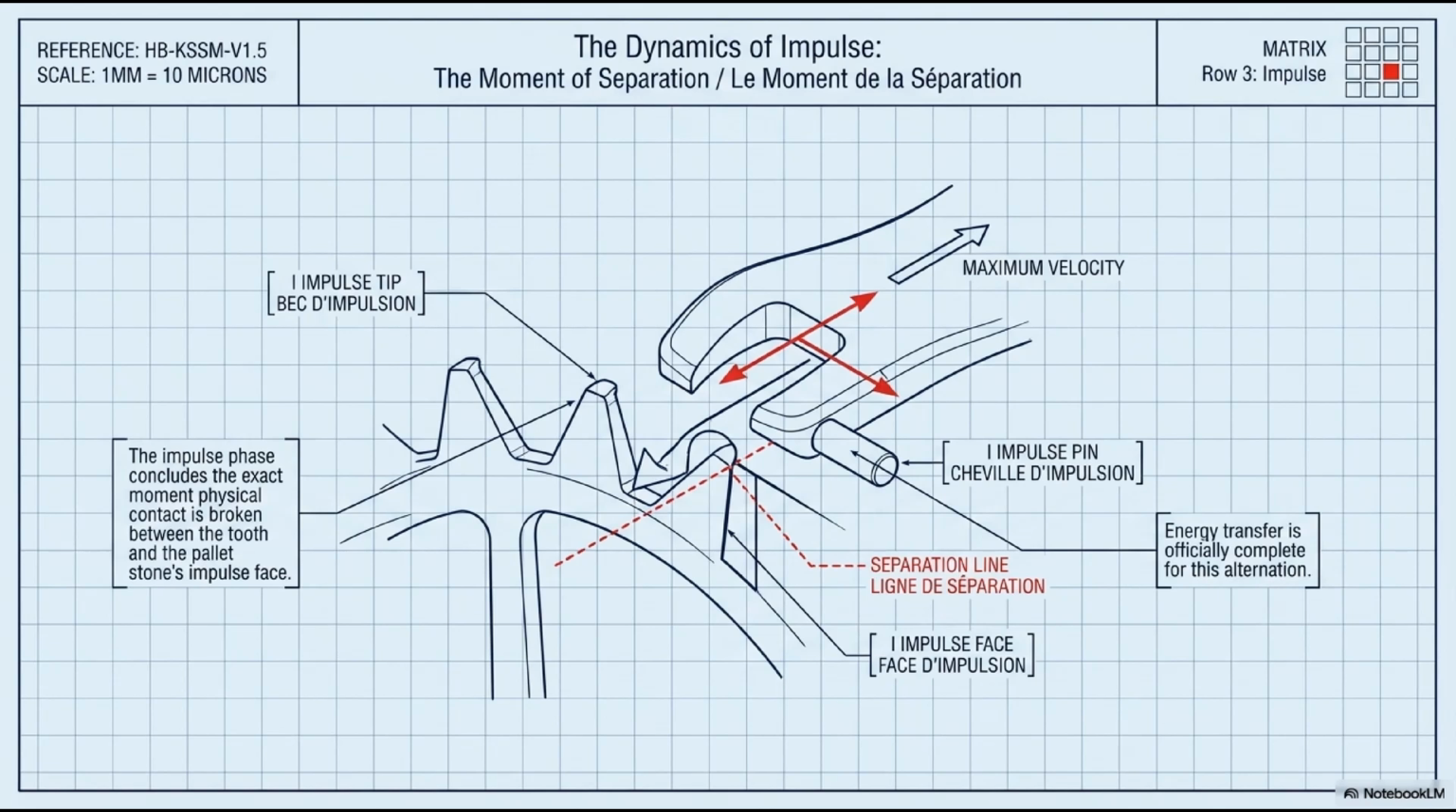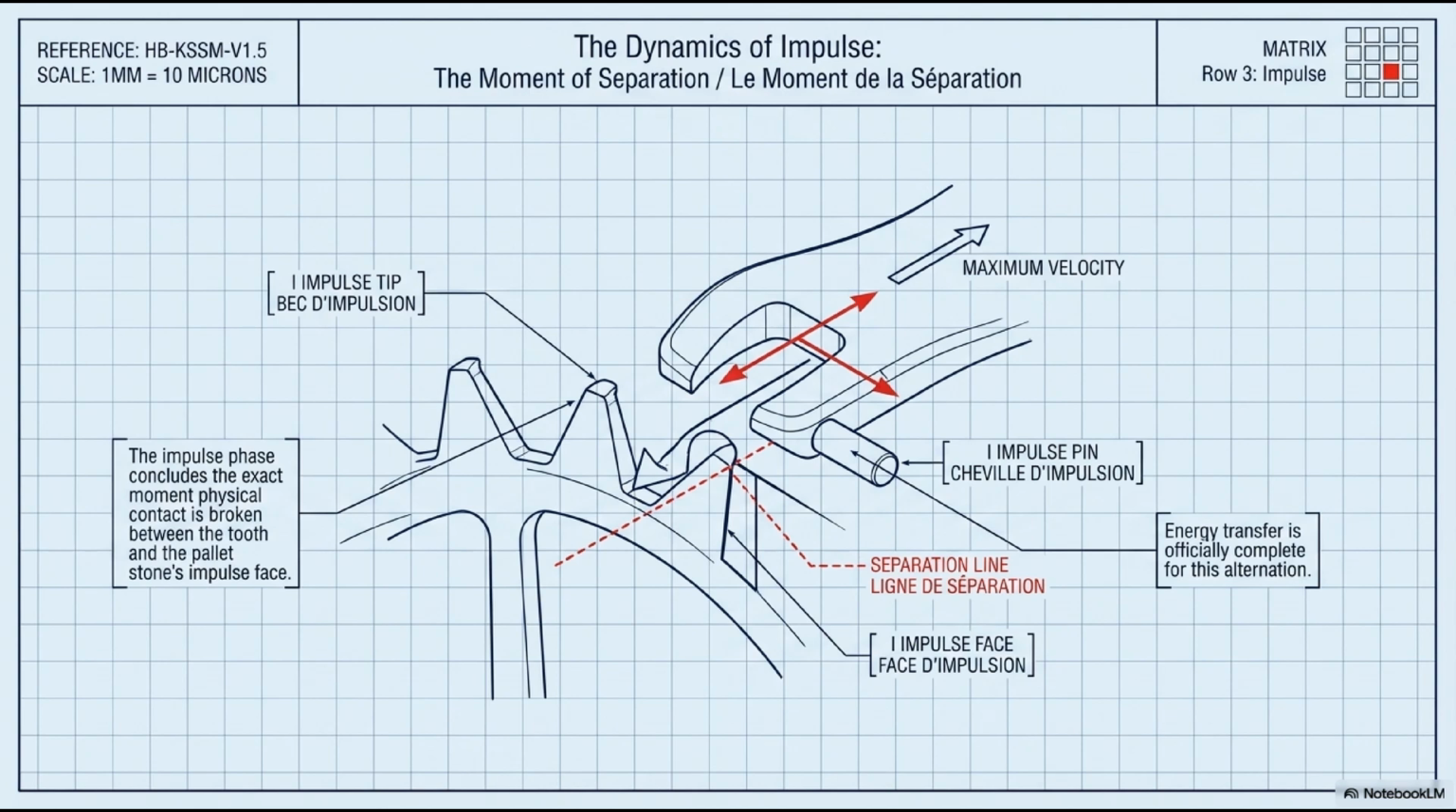Phase 3 ends at a specific, geometrically defined moment, the moment of separation, le moment de la séparation. Look at the diagram. The tooth is sliding along the impulse face of the pallet stone. The balance and roller are at maximum velocity, the label is on the upper right. At a precise instant, the impulse tip of the tooth, bec d'impulsion, reaches the impulse tip of the pallet stone. These two tips align, and physical contact breaks. The tooth separates from the stone.